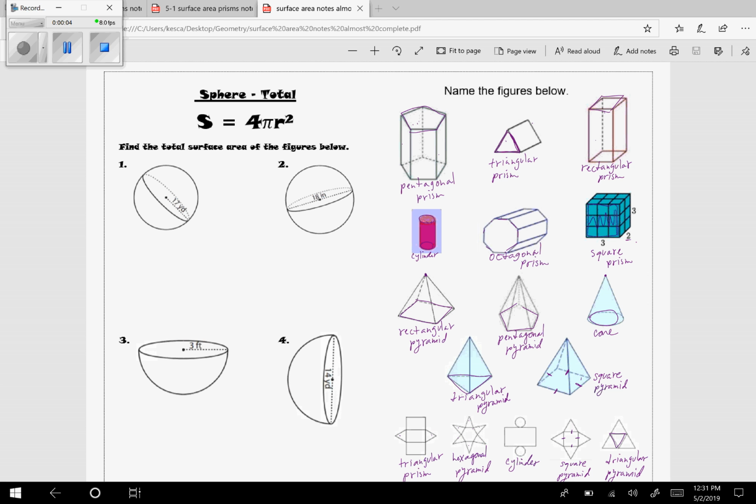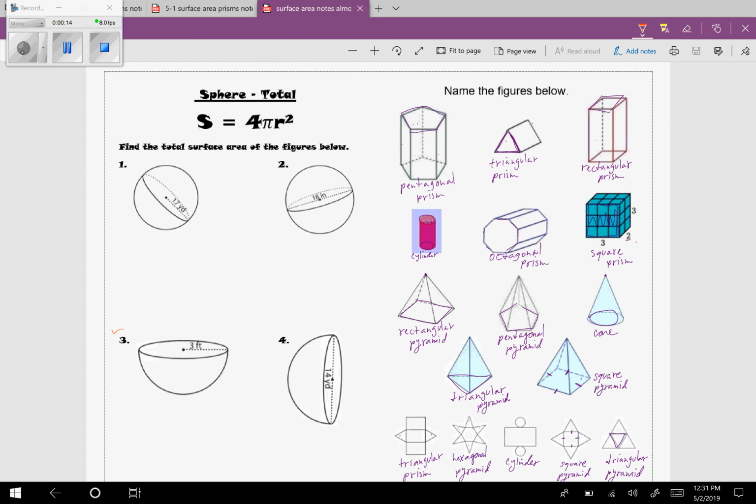We're going to do in this video the surface area of spheres and hemispheres. First I'm going to start off with just spheres because hemispheres are a little bit different, but not too bad. For spheres, all we have to do is use this formula. And again, this is the total surface area. The only thing you got to know about your sphere is the radius. So R is the radius.